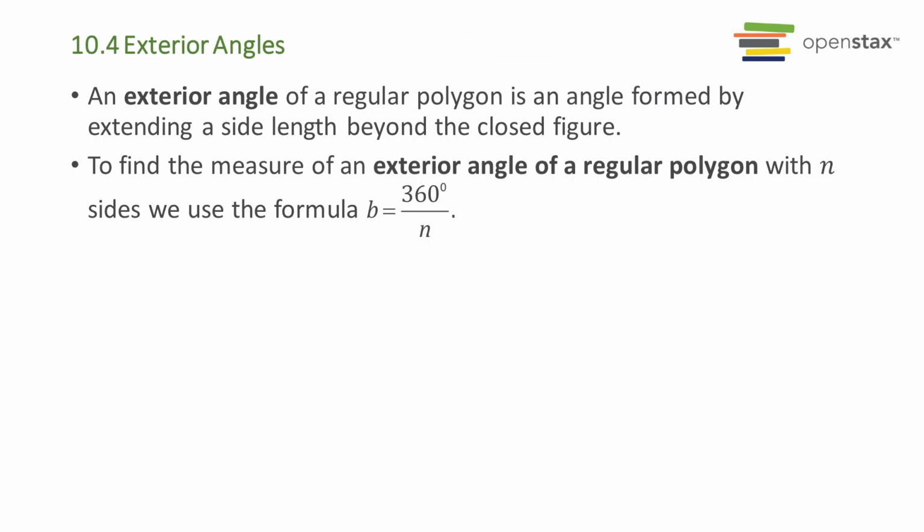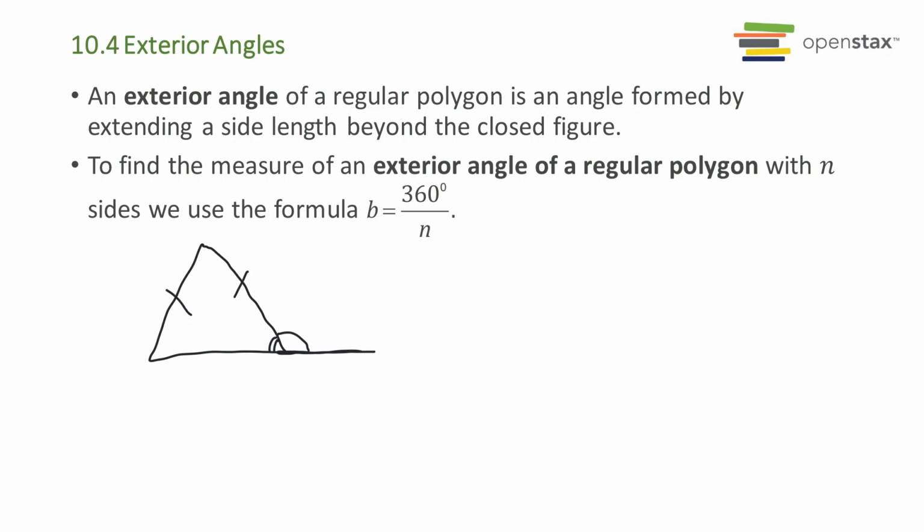Another interesting thing that you might need to find, if you use geometry in your job as a contractor or something like that, is exterior angles of regular polygons. An exterior angle is when you take an angle or a side and you extend it out. So this would be an exterior angle, and that would be the interior angle.